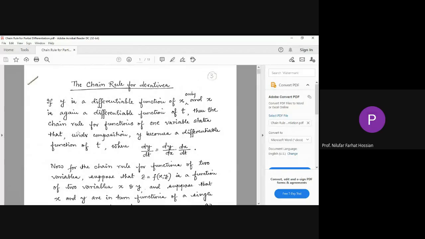Miss, can you please upload both the files together? Today I will upload the files, yes. Do you want this file also? Yes, miss. Okay, I will upload all the two files. The first one was higher order partial derivatives, and this one is chain rule for derivatives. Okay, I will upload both the files.